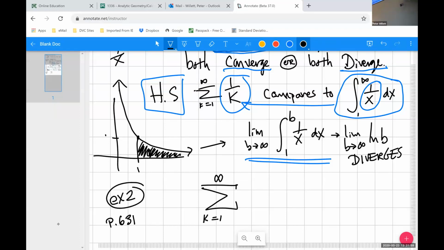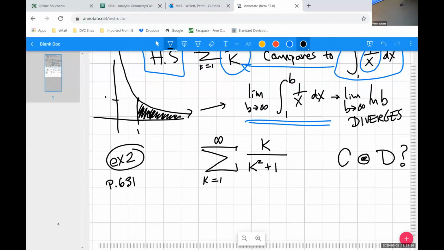And just to highlight what's going on, we have converge or diverge. That's the question that we're trying to answer. And this is going to be our predicament for a lot of the problems. And the series we're looking at in this case is k divided by k squared plus 1. So we're literally just looking at this and saying, does this converge or does this diverge?